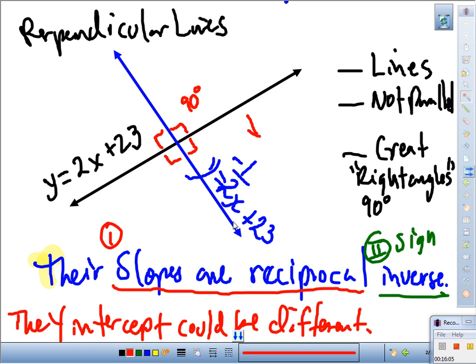Let's see. Isabella. What'd you get? One-third. And if you agree that this line is perpendicular to that one. Okay, tell your neighbor what needs to change about that one right there.